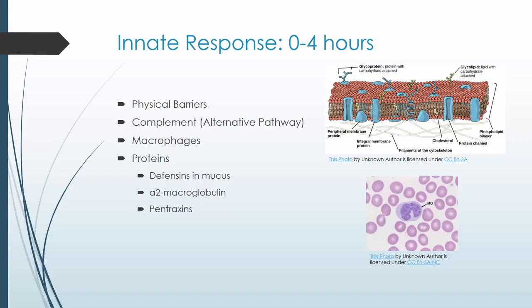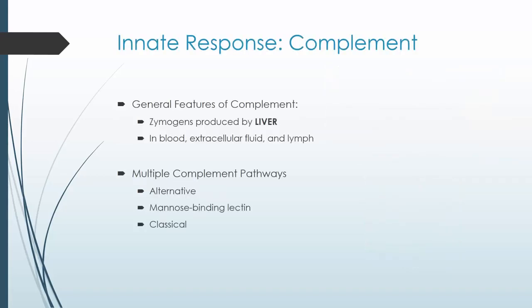So we're going to begin by talking about complement because it's really essential to every part of the immune response. And so we're going to talk about some key facts of the complement. All complement proteins are secreted by the liver as zymogens, and they're inactive. And complement proteins are going to be found in the blood, the extracellular fluid, and the lymph. So they're kind of ubiquitous in the body.